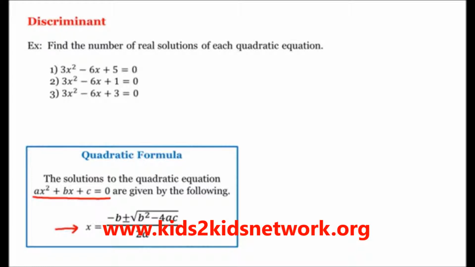However, here we're not asked to find the solutions, but rather the number of real solutions. And this quantity here under the square root is what determines that. This quantity is what we call the discriminant.